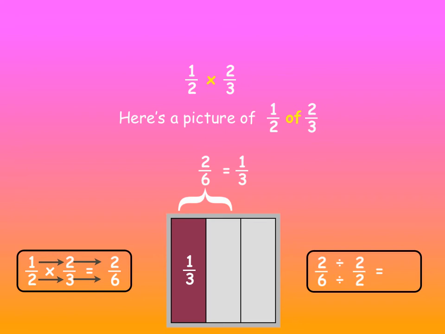Now if you take 2/6 and you divide by 2, divide by 2, 2 divided by 2 is 1, 6 divided by 2 is 3, there you go, 1/3. We just reduced that fraction, or simplified it, by dividing, showing that 2/6 is actually equal to 1/3, just like we saw in the picture.